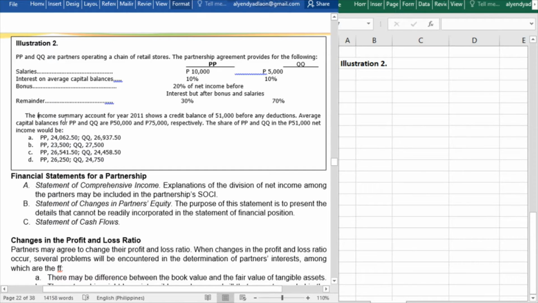The income summary account for year 2011 shows a credit balance of 51,000 before any deduction. So what does it mean? This means that there is a profit, okay, because it shows a credit balance. Average capital balances of PP and QQ are 50,000 and 75,000 respectively. The share of PP and QQ in the 51,000 net income would be, alright, now let us compute for the allocation of net income. So we have for PP and for QQ.